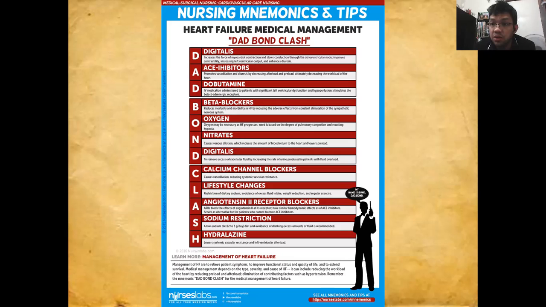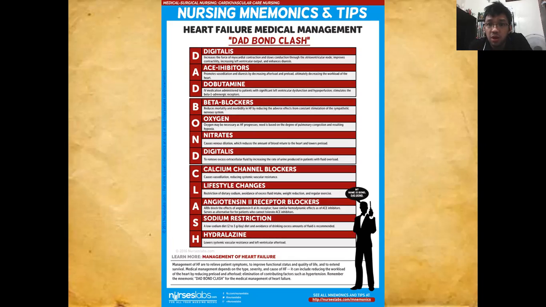Calcium channel blockers, the one ending in dipine, amlodipine, they cause vasodilation as well. Remember, calcium channel blockers, beta blockers, and ACE inhibitors are drugs used to treat hypertension. They can also be given to patients with heart failure because they also have signs and symptoms of hypertension. So it causes vasodilation and reduces systemic vascular resistance. Lifestyle changes, which I've mentioned earlier.